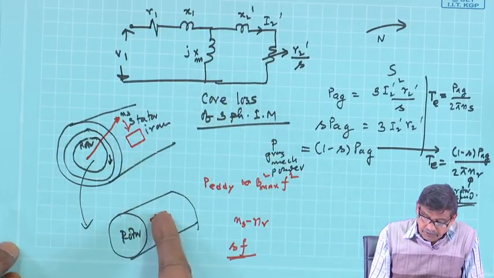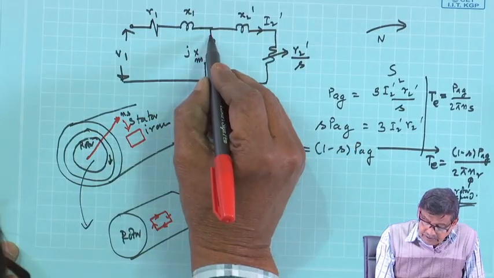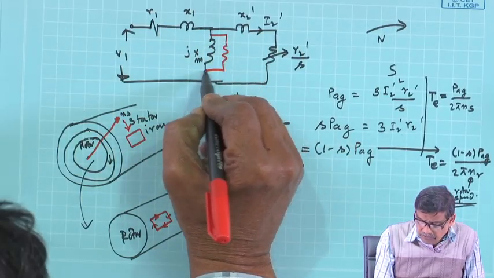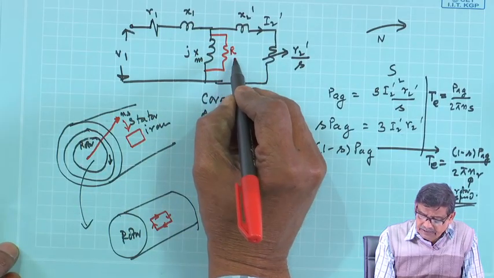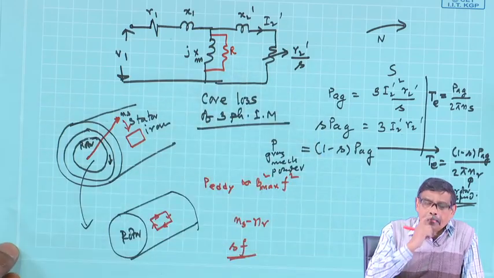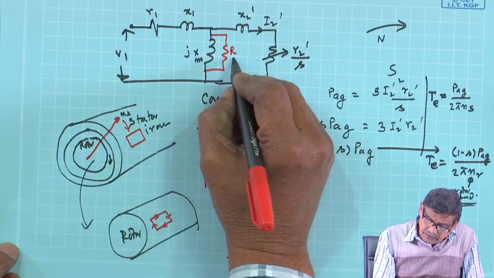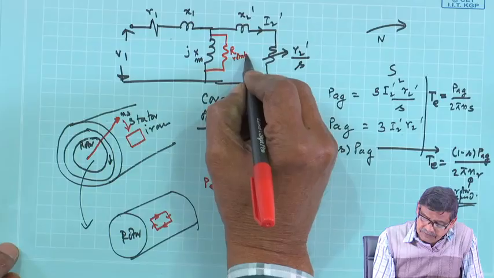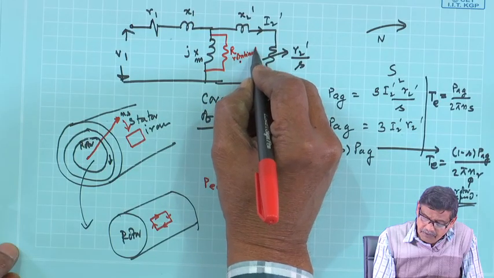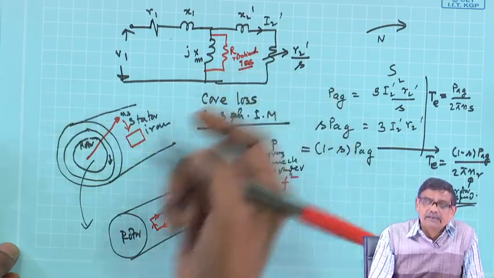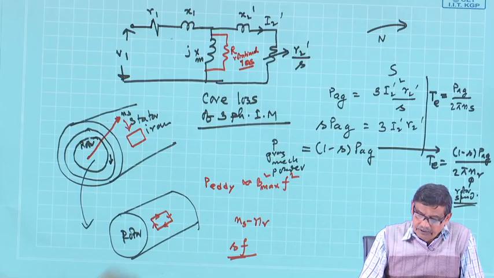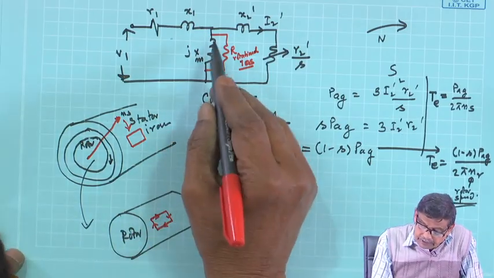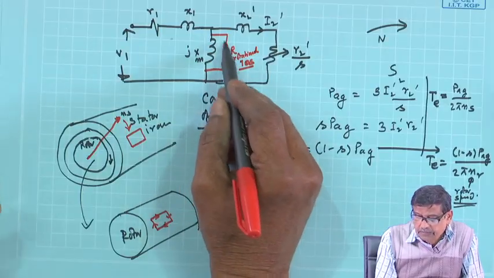Eddy current loss depends upon the flux, that is the magnetizing current. So, if you want to further improve upon this equivalent circuit, you can write here one resistance which is called rotational loss. The power loss here is rotational loss, which will be because of eddy current loss, and of course, it has got another component called frictional loss.